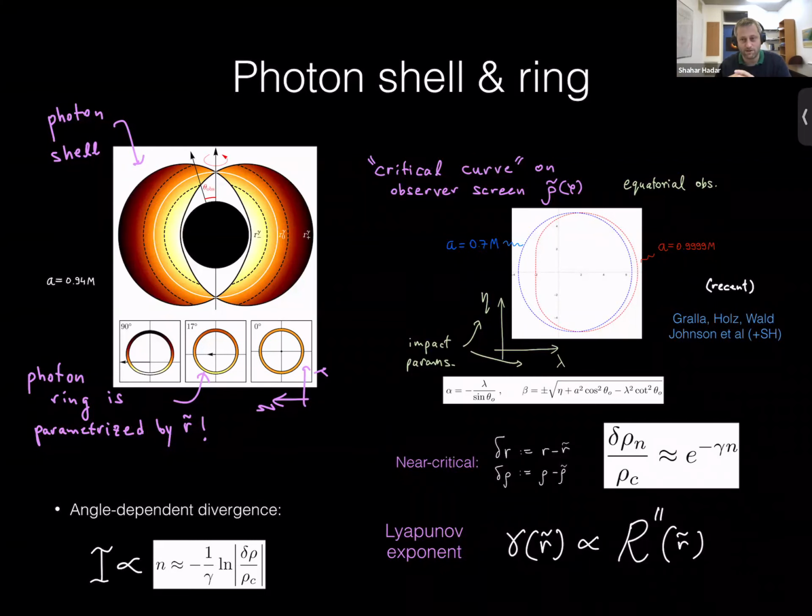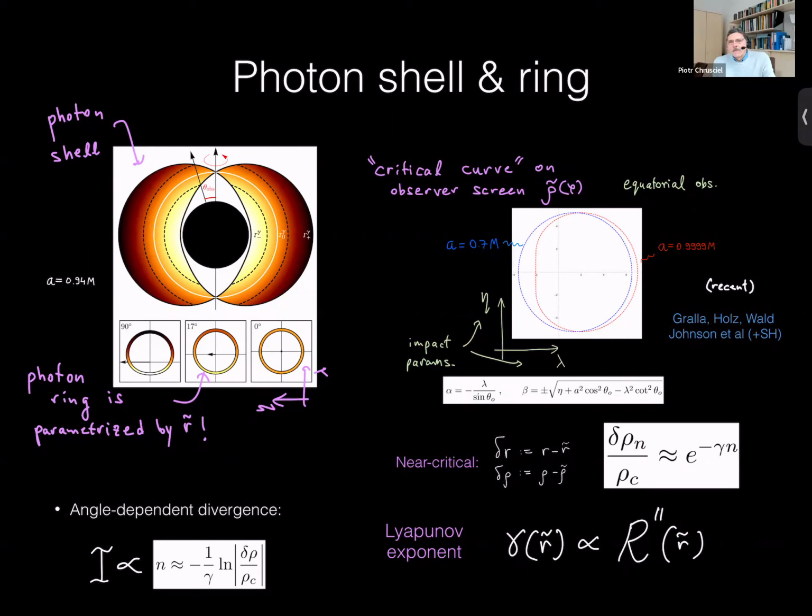The photon shell we define as the region in space-time in which you get these marginally unstable compact orbits. Spherical orbits, yes, these compact orbits. So that's the shell. Because these ones, by definition, you never see, right? That's what you said. You can only asymptote to them.